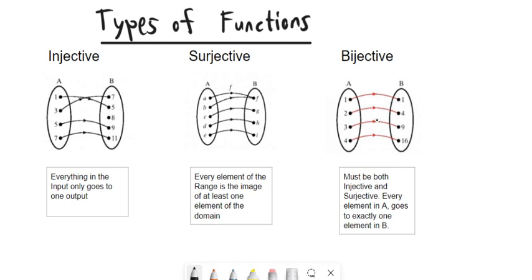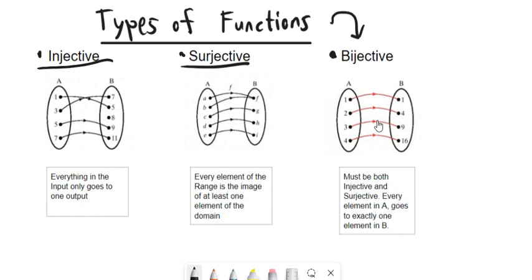Hi folks, so this is a video about the types of functions. So injective, surjective and bijective. These are the names of types of functions. A function can either be injective, it can be surjective, but the thing about it is that a function must be both injective and surjective for it to be bijective.